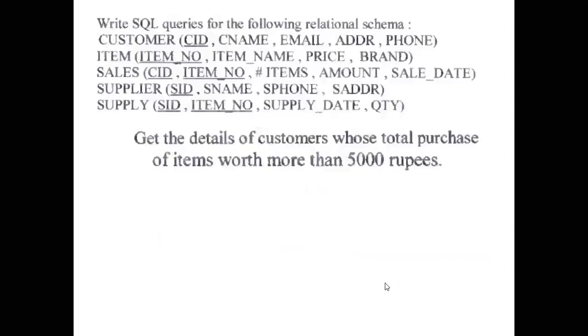So let us look at the next one, that is, get the details of customers whose total purchase of items is worth more than 5000 rupees. So what are the things that are required? Details of the customers. Details of the customers means it is present in which table? It is present in the customer table. Then, whose total purchase of items is worth more than 5000 rupees. So where are the purchase details present? The purchase details are present in the sales table.